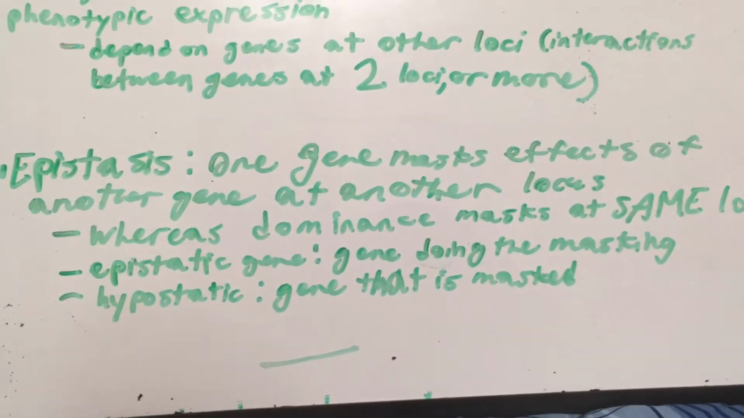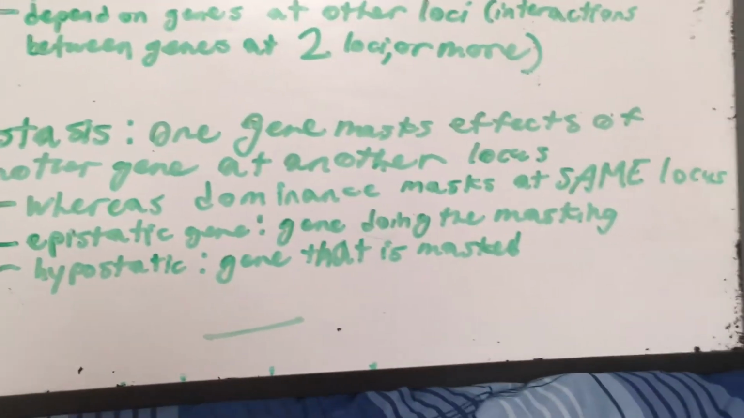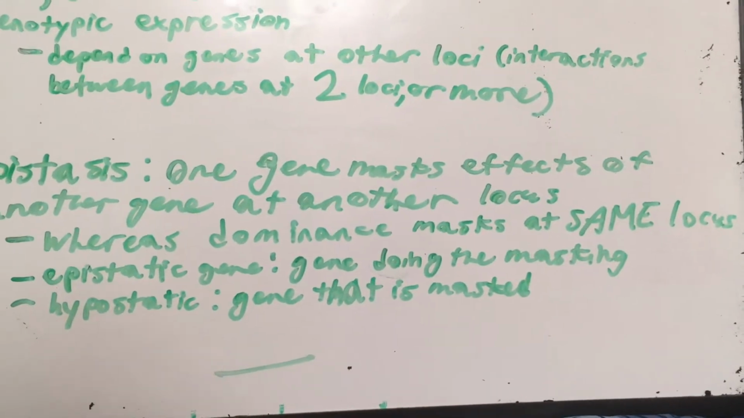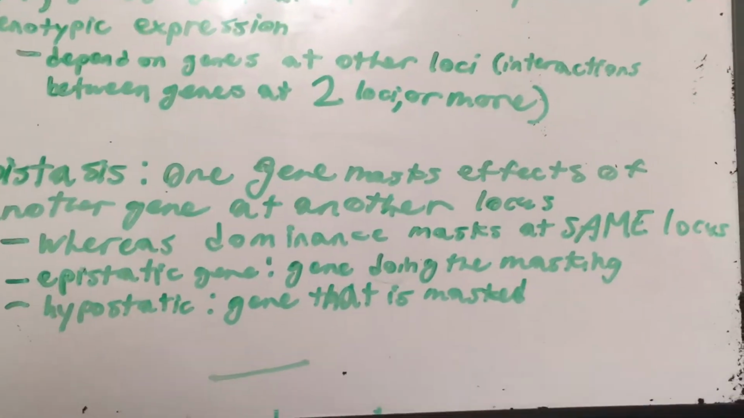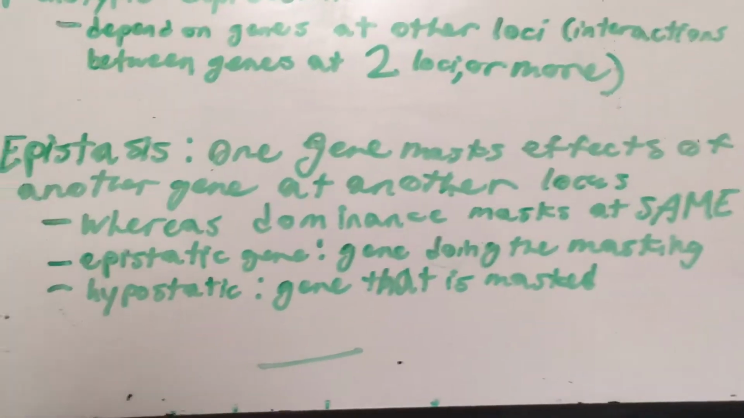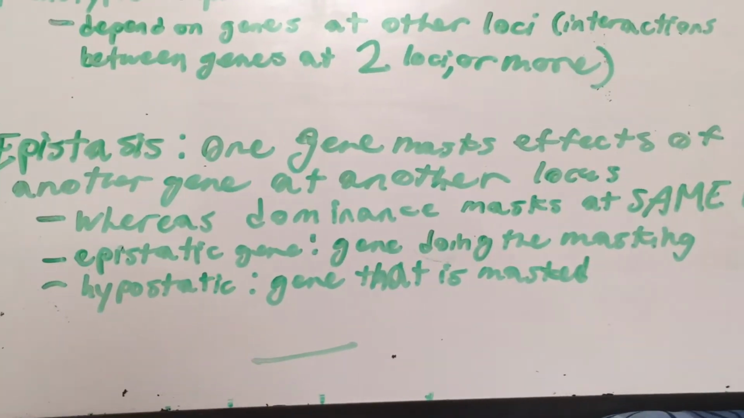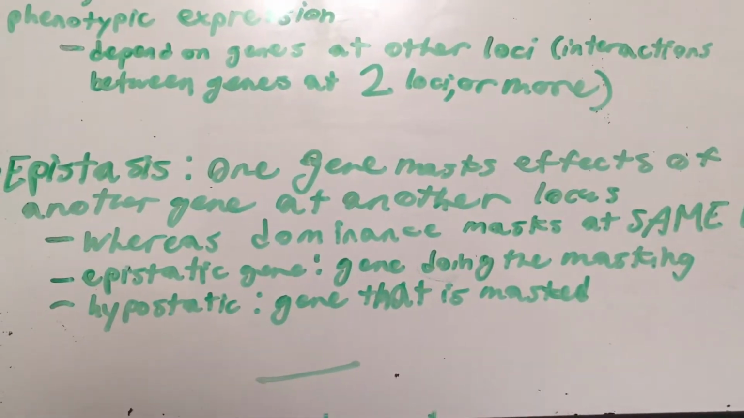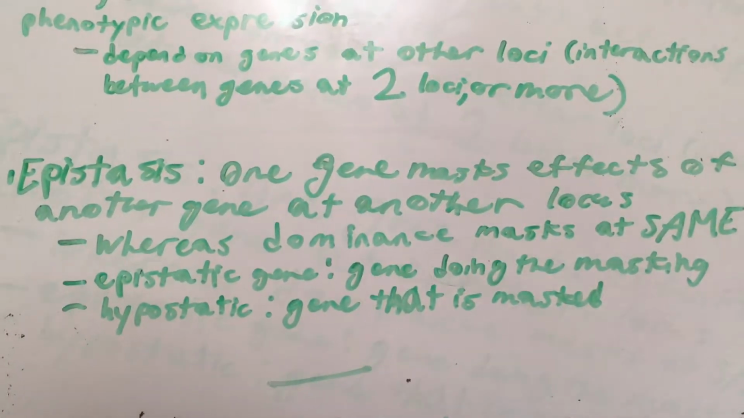Now, this is different from dominance because dominance masks the recessive trait, but both the dominant and recessive allele are on the same locus of the gene, of the chromosome. So therefore, epistasis is different because it's affecting another locus. And the genes that are involved, we call them the epistatic and the hypostatic. Epistatic being the gene that is masking the other gene, the hypostatic gene. So epistatic masks hypostatic. Erasing again.